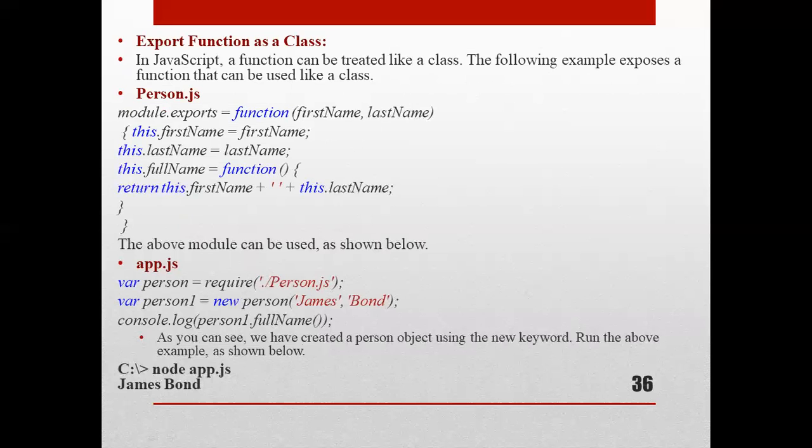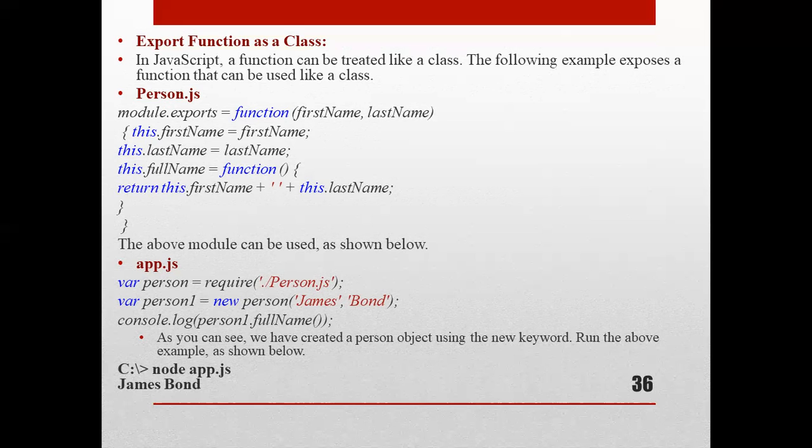Okay, so the next one is exporting a function as a class. In JavaScript, a function can be treated like a class. Here is one example that exposes a function that can be used like a class. Here one file is there, person.js. It includes module.exports equals one function with parameters. This is an anonymous function without a name, taking first name, last name. In the body of that function, this.firstName equals firstName, this.lastName equals lastName, and this.fullName equals a function.